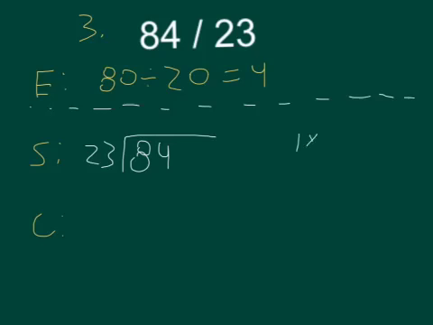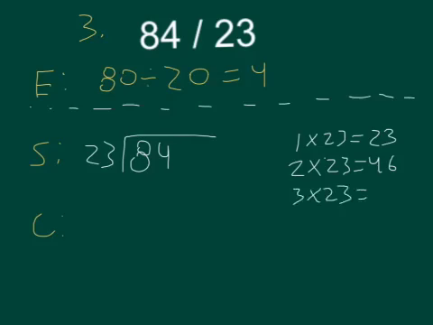So let's see, if I have one group of 23, that equals 23, obviously. Two groups of 23 is going to be, oh, excuse me, two groups of 23 is going to be 46. Three groups of 23 is going to be 69. And four groups of 23 is, oh wait, oh no, I don't possibly have enough. That's going to be 92. I can't do that. I can't use this estimate.